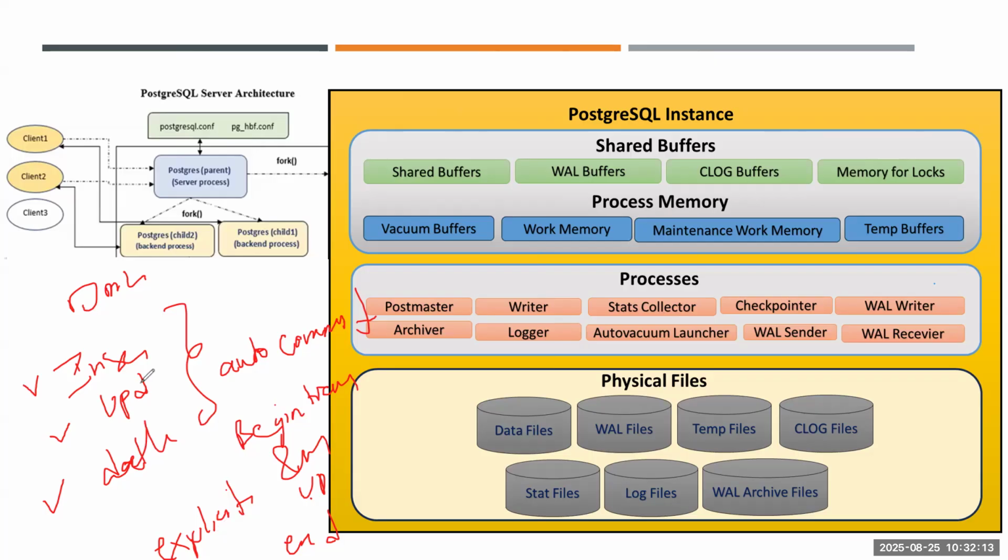To get the commit transaction information, there is a buffer called CLOG buffer. Whenever data is committing, especially committed data will go to the data file. Sorry, I'm taking back. It will go to the data file.